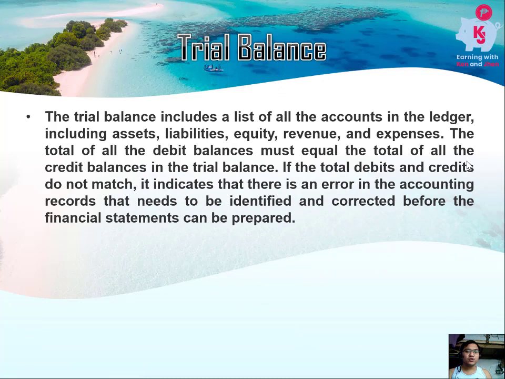Okay, the trial balance includes a list of all accounts in the ledger, including assets, liabilities, equity, revenue, and expenses. The total of all the debit balances must equal to the total of all the credit balances in the trial balance. If the total debits and credits do not match, it indicates that there is an error in the accounting records that needs to be identified and corrected before the financial statements can be prepared.